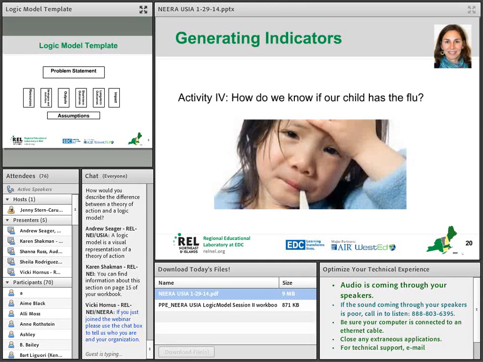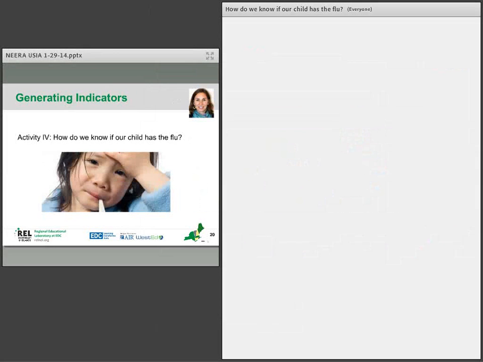So let me take you to indicators. You'll see here a picture of a little girl, and what we would like you to do is consider this picture, because as we move from evaluation questions to indicators, we start to think about evidence. Think about how we would know if she, or any child, has the flu. What would be the indicators or the evidence that we would use to assess whether or not someone has the flu? This is a playful exercise, but it gets you thinking about what evidence we would employ. How would we make the determination that this little girl has the flu?